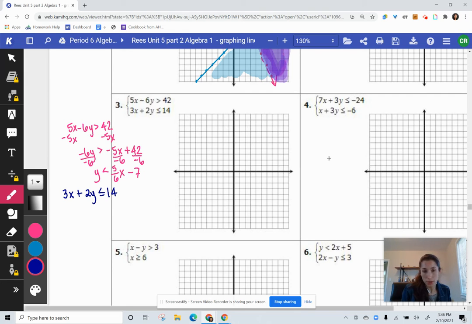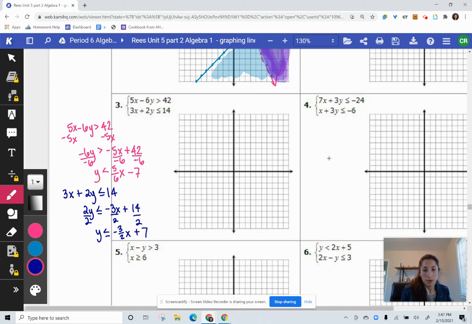So subtract the 3x on both sides, similar to what we did here. That would give us 2y is less than or equal to negative 3x plus 14. I'm going to divide everything by 2. And that would give us y is less than or equal to negative 3 over 2 x plus 7. Okay, so now that you have your two inequalities, you should be able to take both of these and graph them here. For question 4, you're going to have to convert both of them.